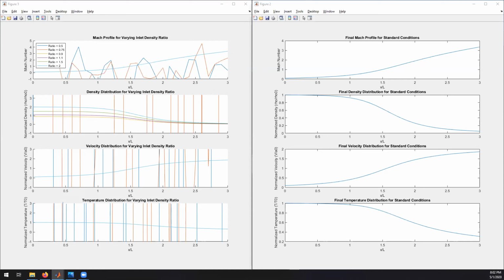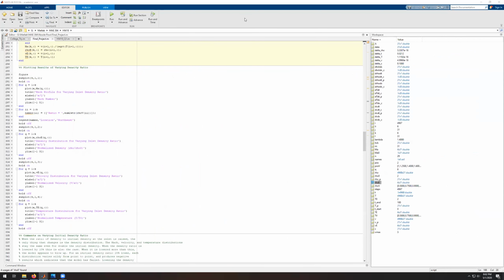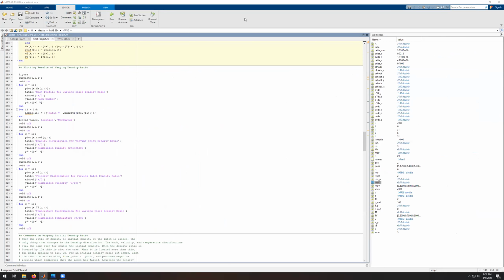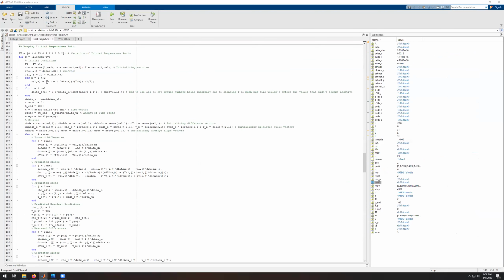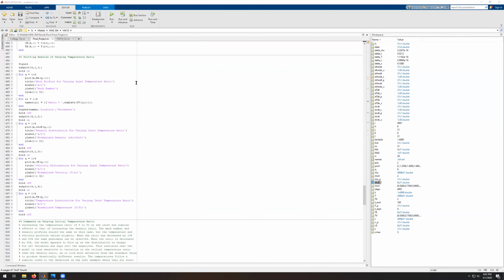That was just one of the conditions that I varied. Another one was the temperatures. So I actually went in here and did the same thing for that, where I varied the initial temperature ratio. And following the same situation where I take the equation for initial temperature and I vary that with these values. And the velocities were actually dependent on that, so the initial velocities are set in the same way. And it goes through and it solves using the MacCormack method again, and then plots, which I will show you here.